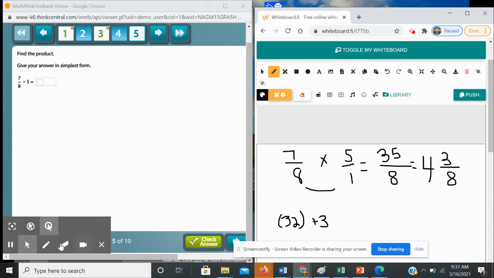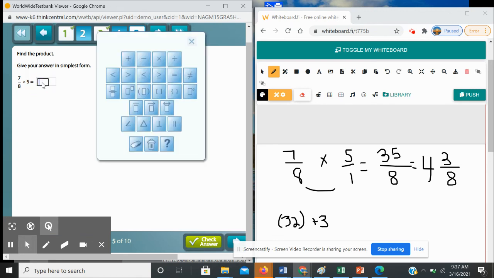So now when you go to put your answer in over here, you're going to be putting the whole number of 4 first. Then I'm going to put the fraction. So I hit that fraction key or symbol, 3/8.